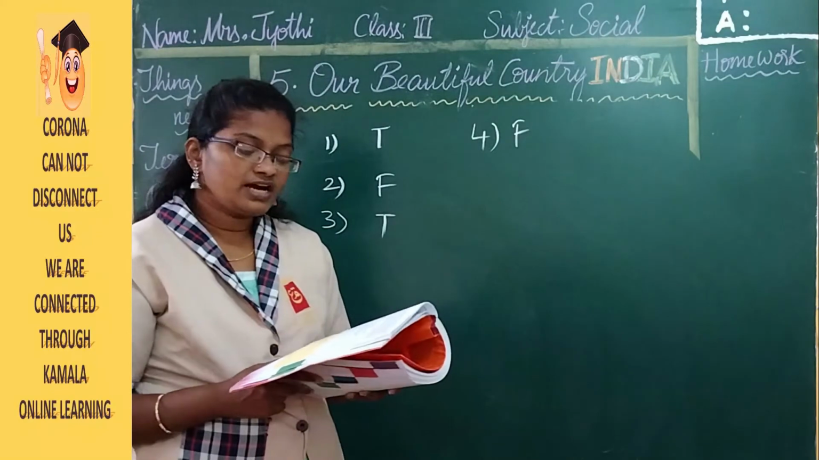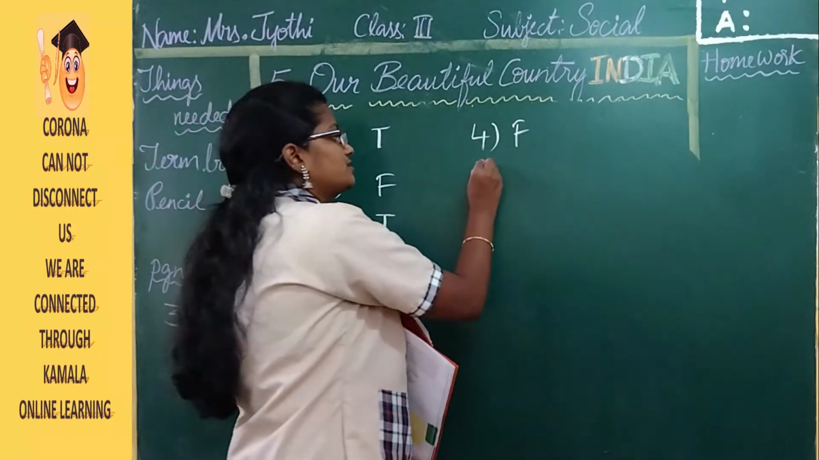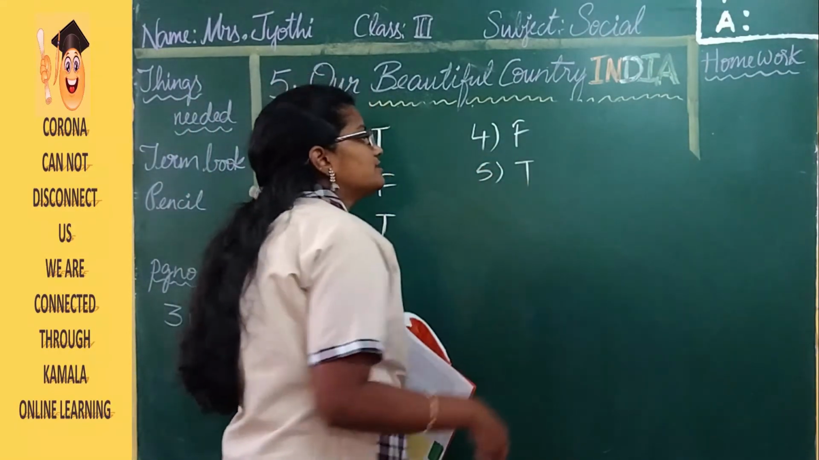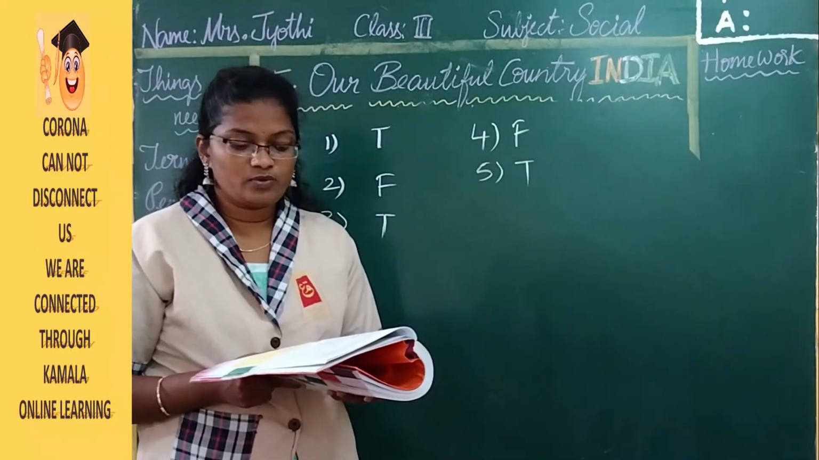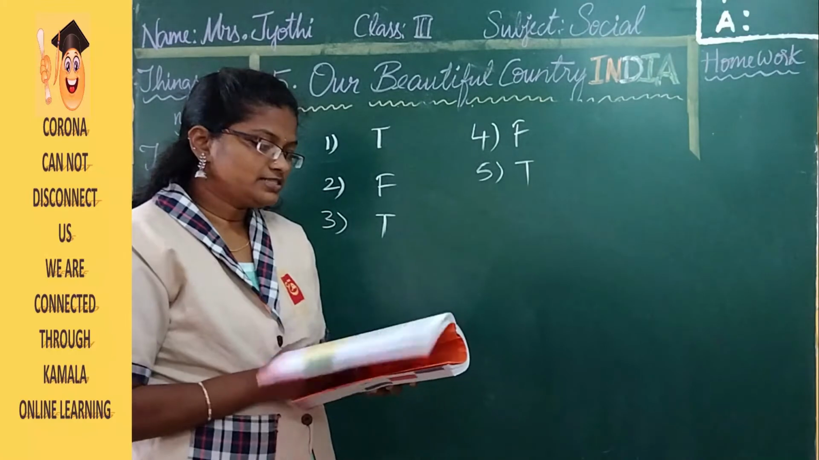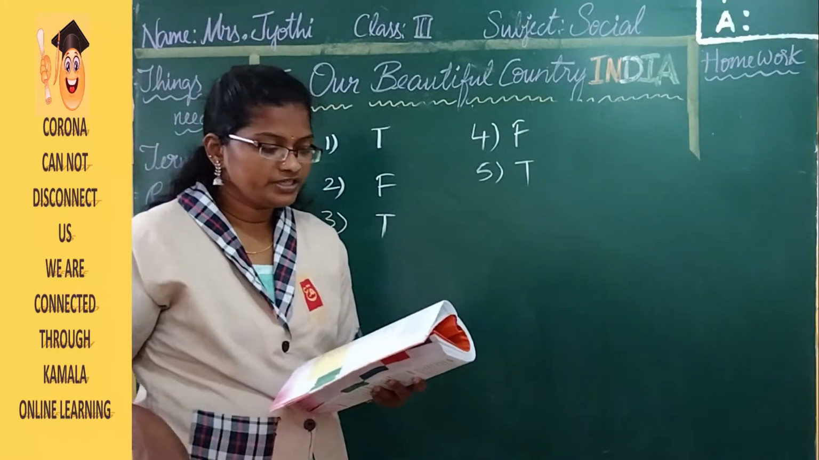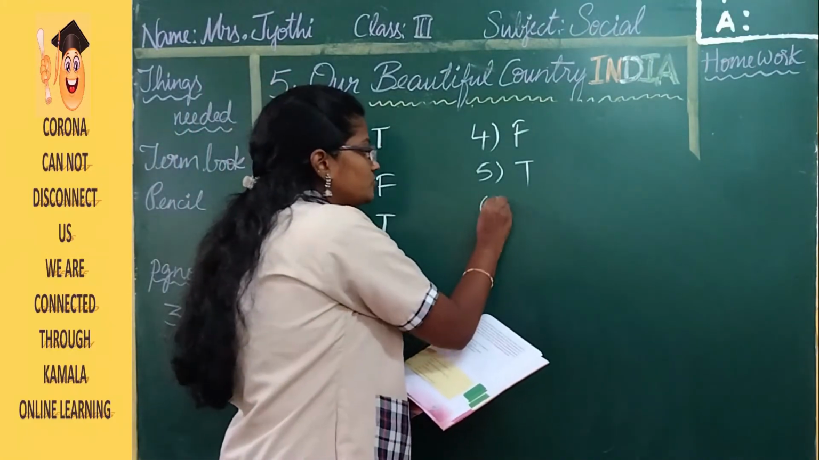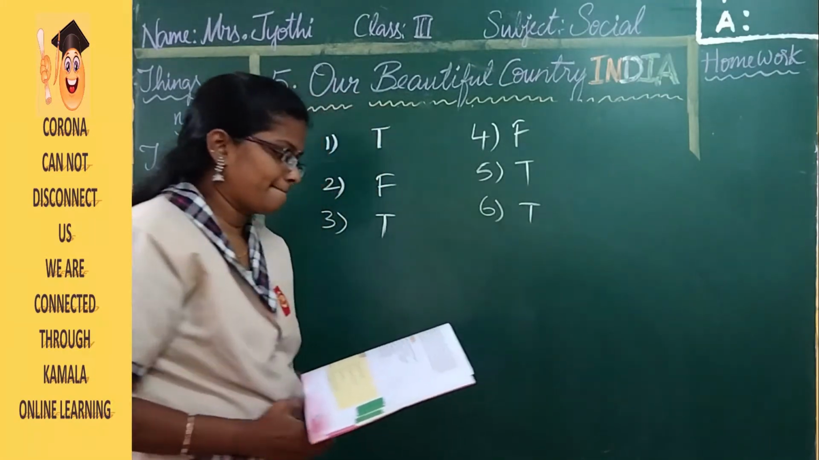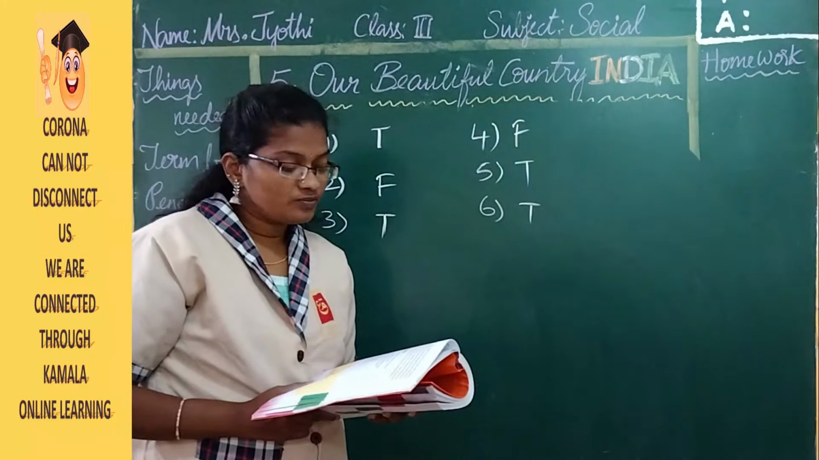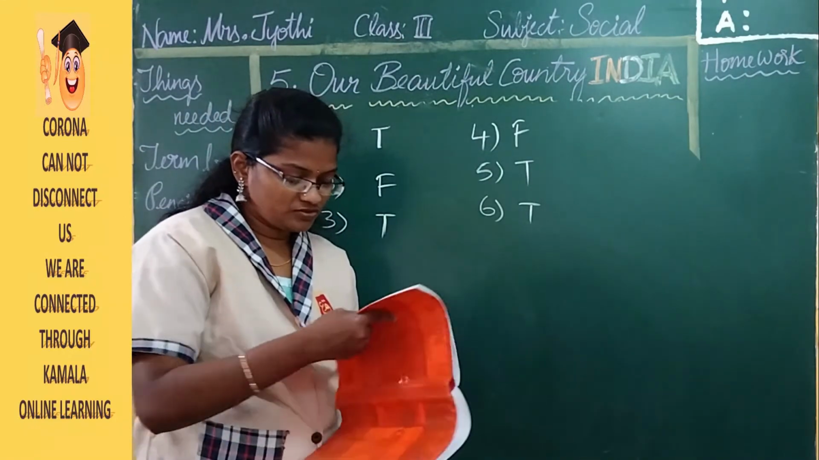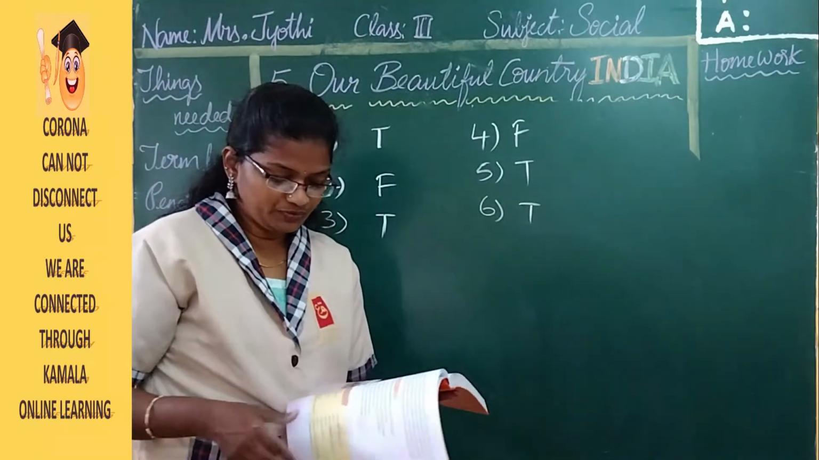Then deserts are covered with sand. Yes, deserts are covered with sand, and it is true. Islands have moderate climate. So islands are the ones which have the moderate climate. Yes, it is true. Yes, so moving on to the next one. So here you have the new words.